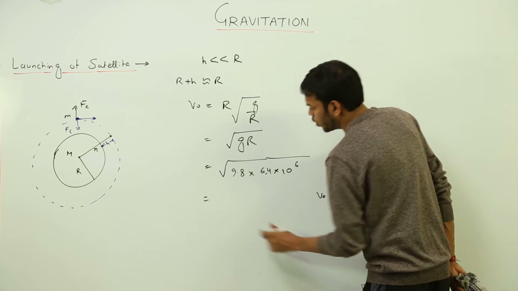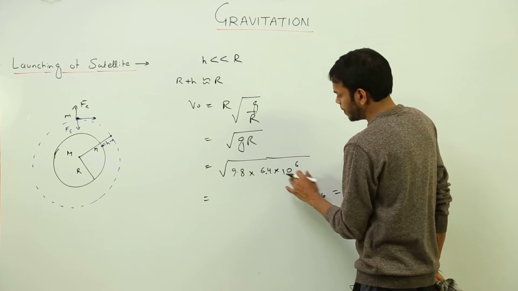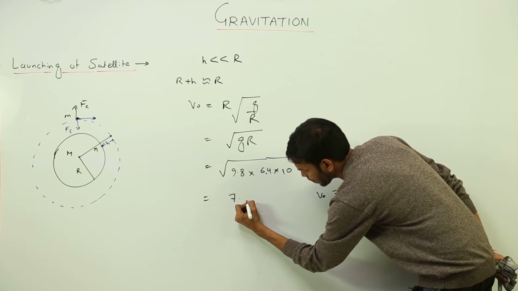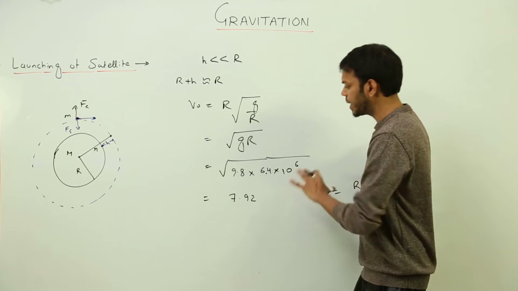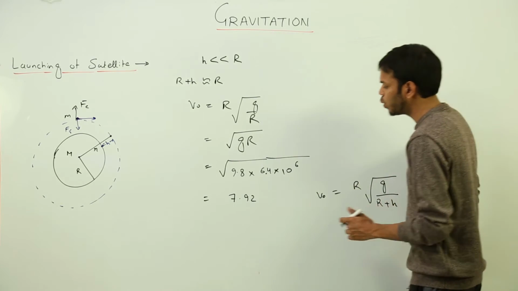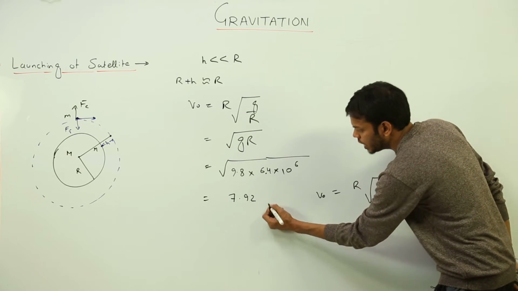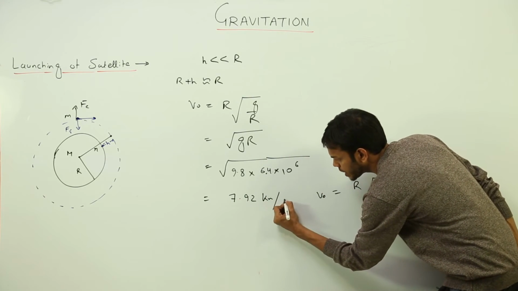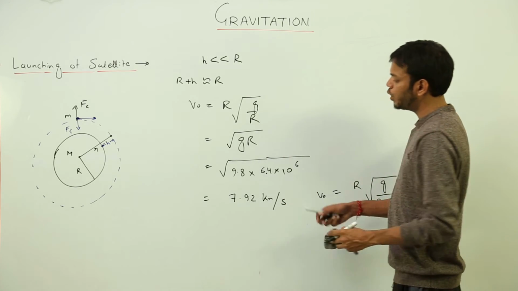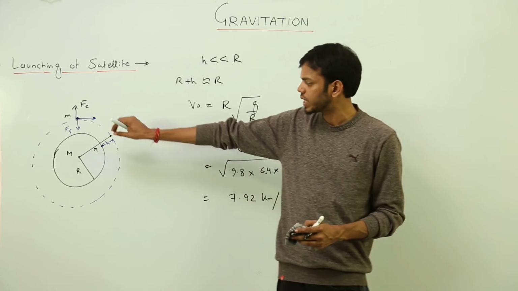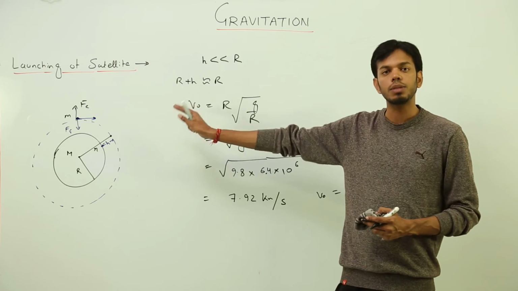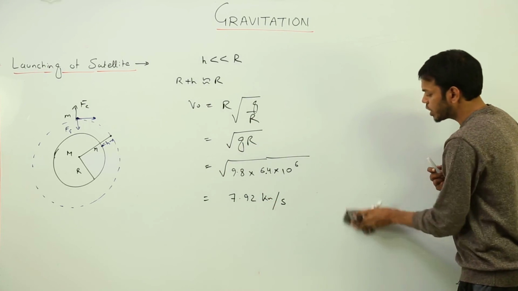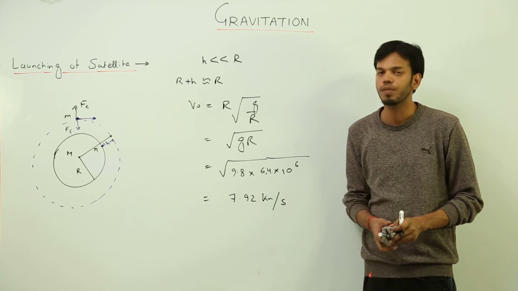And if we sort it out, I'll get this value to be under root 7.92, something near that, 7.92 into 10 raised to power 3 meter per second, or 7.92 kilometers per second. So this is the minimum value of orbital velocity for a satellite which is moving at the least possible distance around the Earth. Why Earth? I'm not saying planet this time, because these values have been taken for the Earth. Alright.